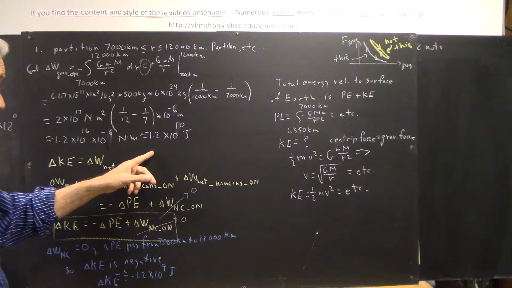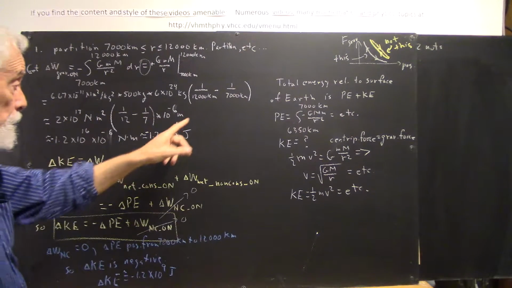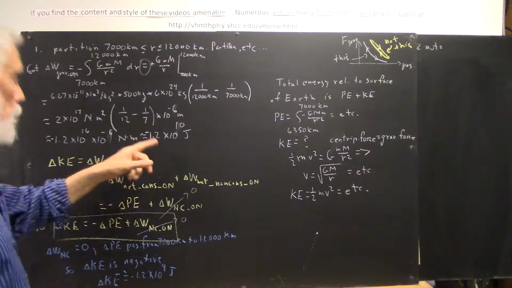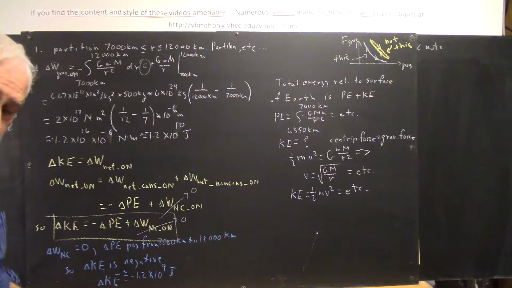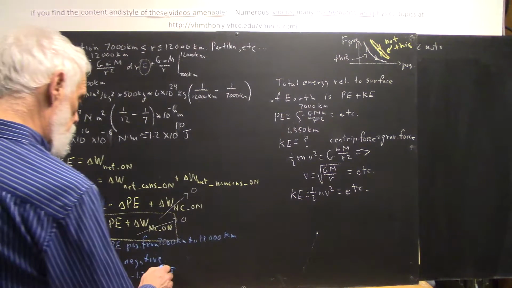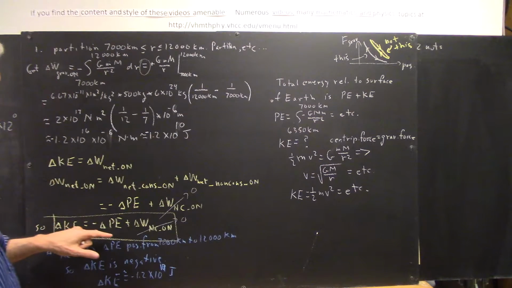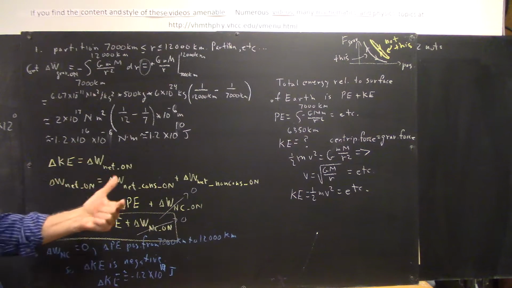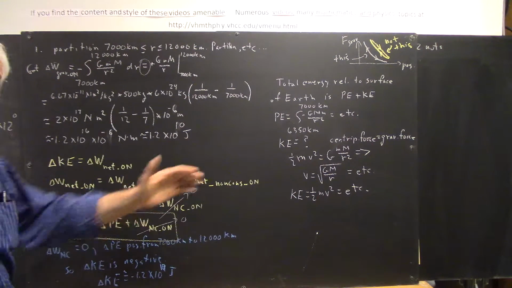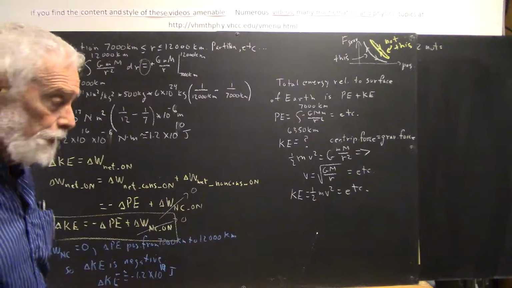We've got the integral here. The integral gives the work done on the satellite by gravity as negative 1.2 times 10 to the 10th joules. The change in potential energy is the negative of that, or positive 1.2 times 10 to the 10th joules. So the kinetic energy change is going to be equal and opposite to the change in potential energy, meaning since the potential energy goes up, the kinetic energy goes down. As we move away from the Earth, we expend kinetic energy to increase our potential energy.